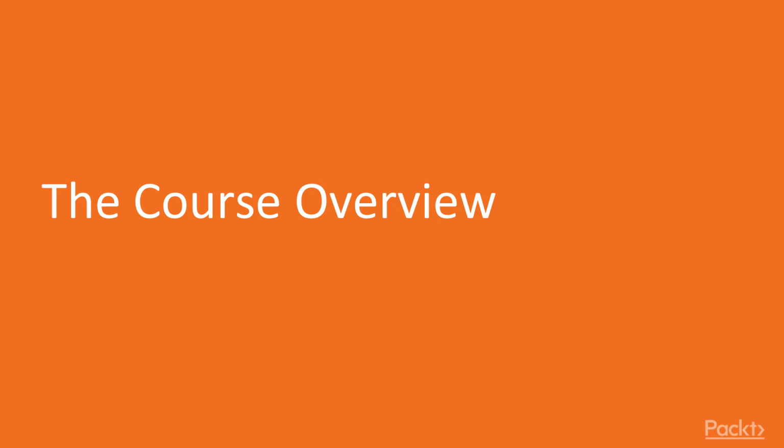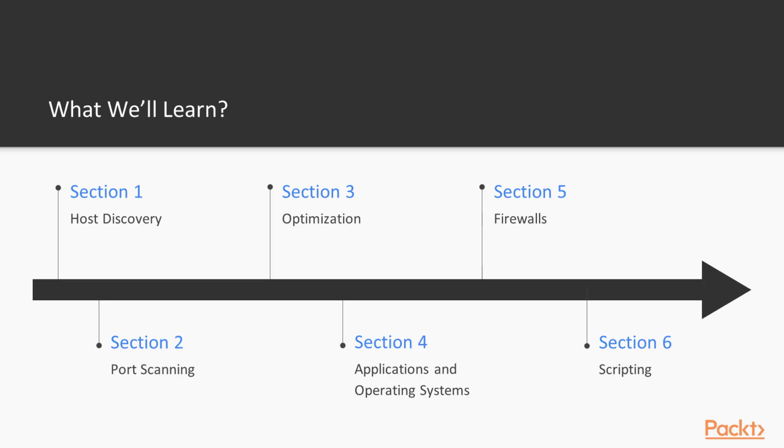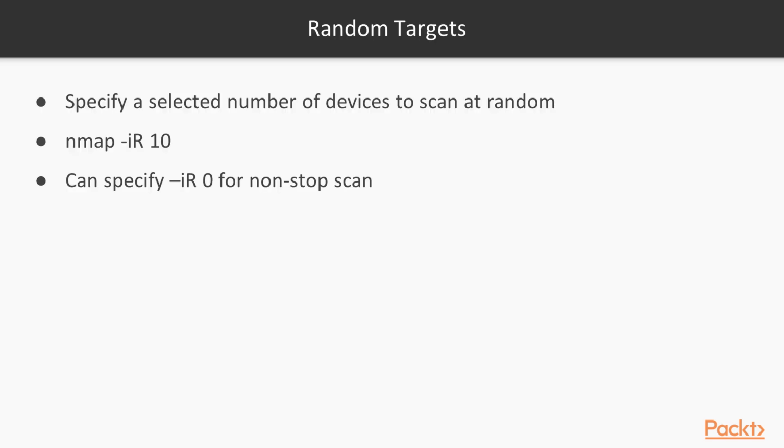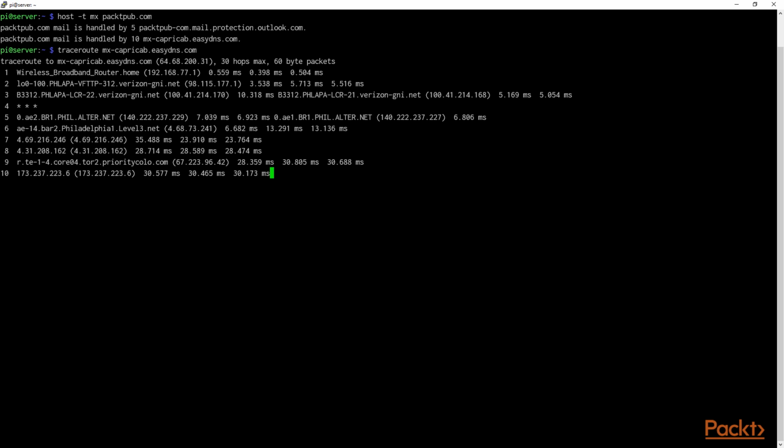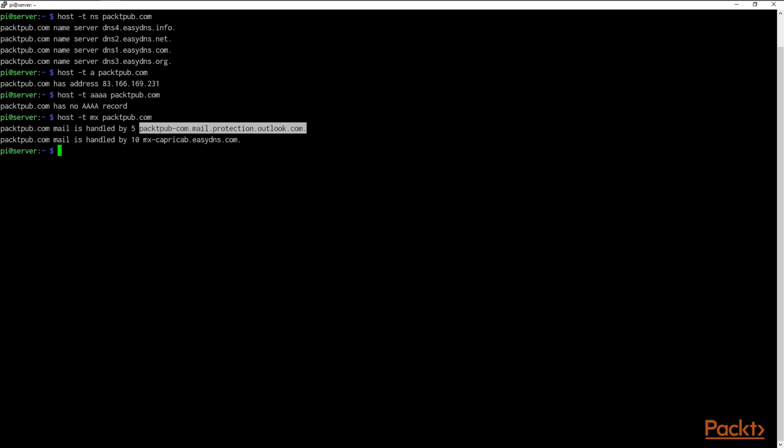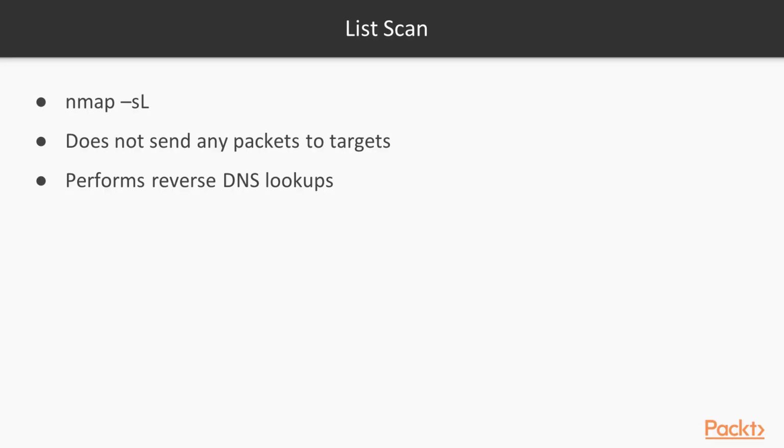This video is the course overview, where we'll talk about what we'll go through and learn throughout this course. So what are we going to learn throughout this course? We're going to start out with an introduction to how to get targets, find IP addresses, what kind of tweaks and discovery methods we can use to determine what we're going to scan with Nmap.